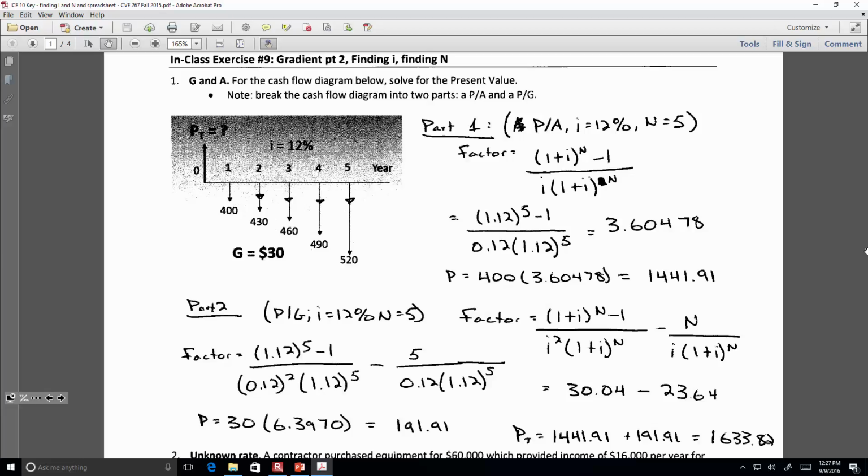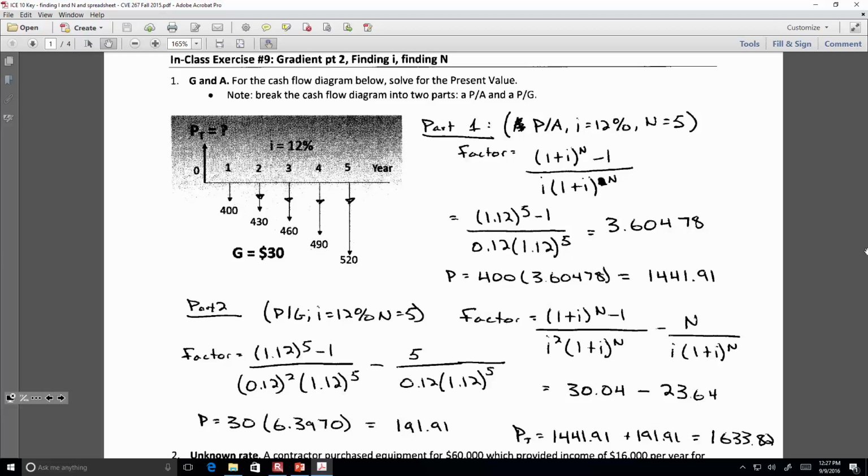So I broke it up into two parts, and I said that part 1 is dealing with the annual series, so trying to find the present value of that 400 that comes in, well, it's going out every year, the 400 of every year. And so the formula for that is here, this factor formula. I'm going to find some amount, and that amount is the ratio of the present value to the annual value. So 3.60478, that is the present value relative to the annual amount, which is why when I multiply by the annual amount of 400, I get the present value of 1441.91.